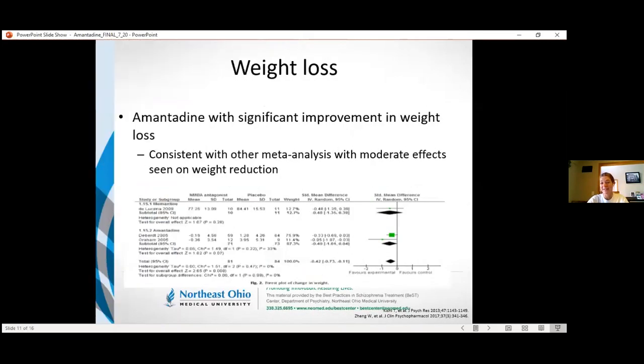I think one of the main areas where there was a lot of excitement is weight loss. Amantadine has been added to different antipsychotic regimens for its impact on weight reduction.